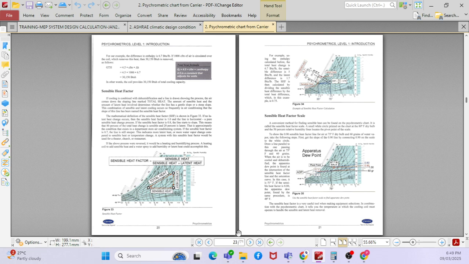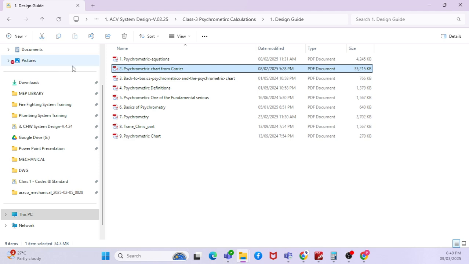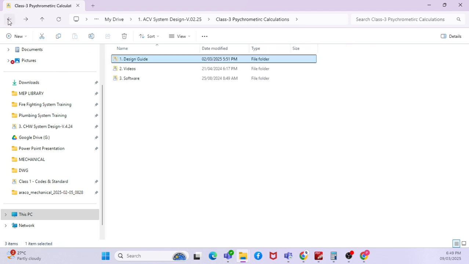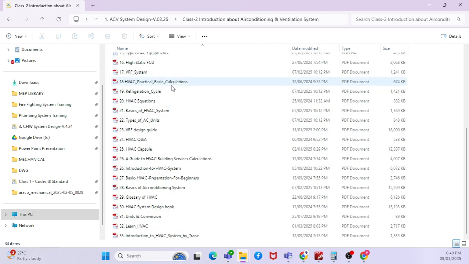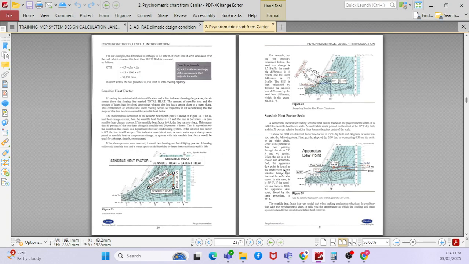There are 71 pages. Take your time to read all the 71 pages, because this is the basic. I'm not asking you to read the other documents. For example, if you go to the introduction about air conditioning, you don't need to read all these documents. Just open the document, just have a glance. But this particular psychometric chart, I want you to go through in detail.